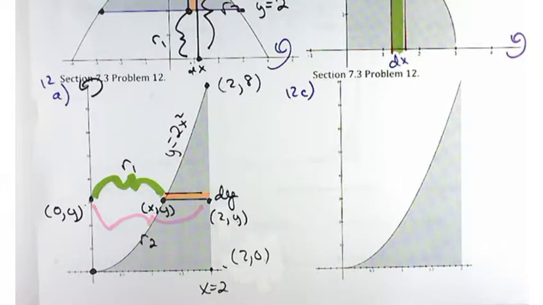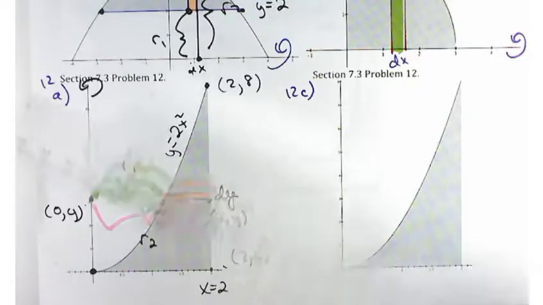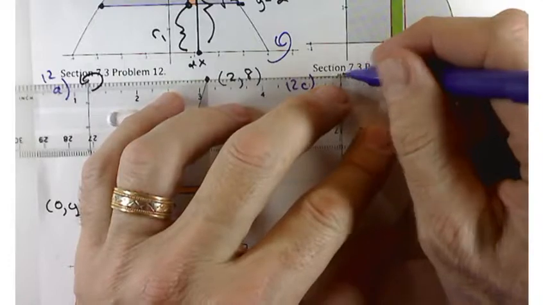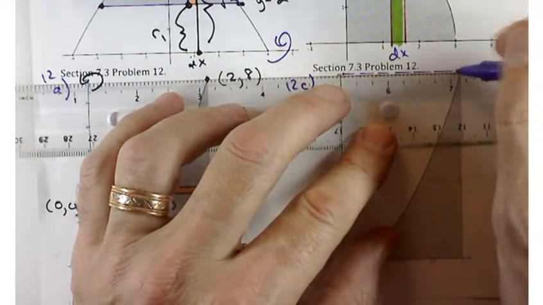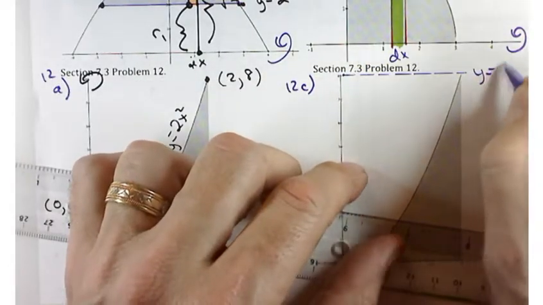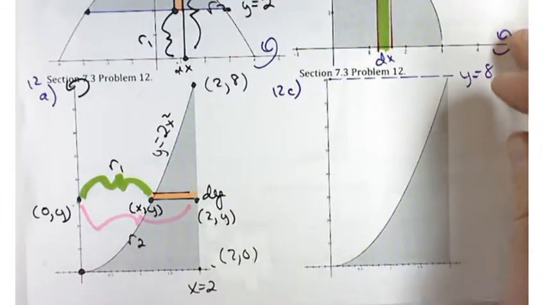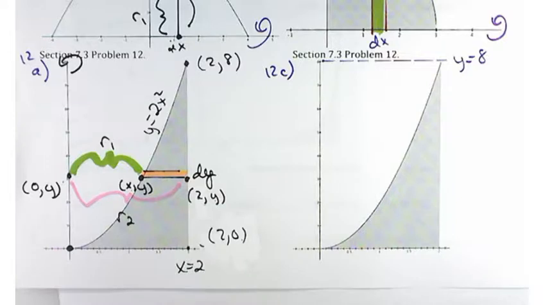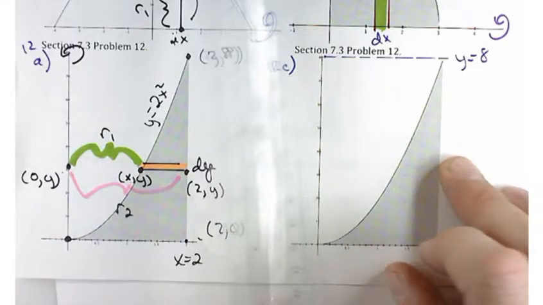It is the same graph. The difference here, though, is that this time we're going to rotate this figure around y equals 8. So first things first, if I'm going to rotate around y equals 8, what kind of a slice am I going to take on this one? Dx slice or a dy slice? Dx slice. All right, so a dx slice.